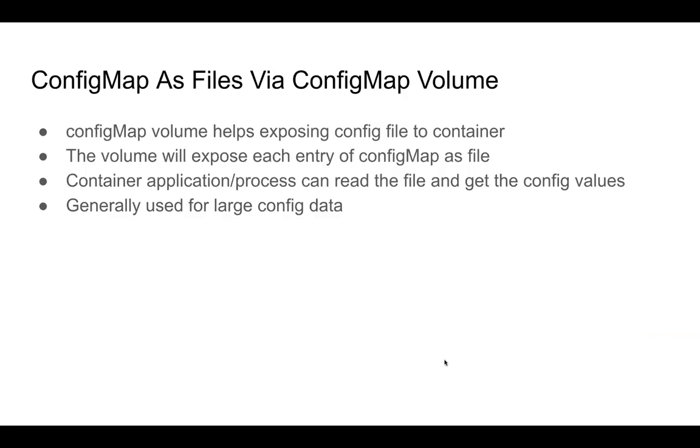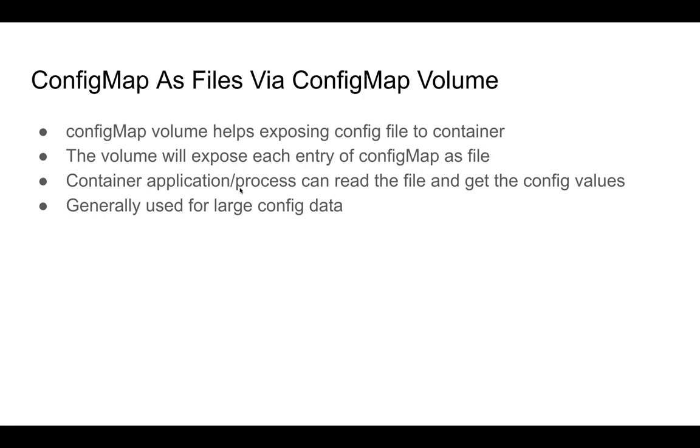Now the next step, config map as file via config map volume. This is another way of passing the configuration. So a config map volume helps expose a config file to the container. So read this. It exposes config file to container. The volume will expose each entry of the config map as a file. If the config map has 10 entries, then how many files will be created? 10.